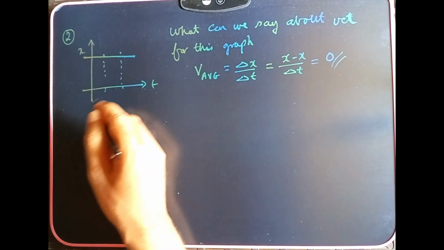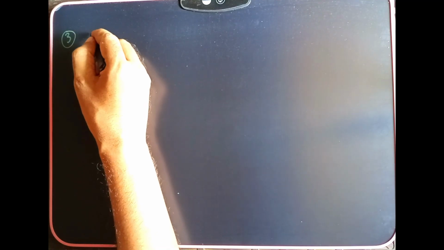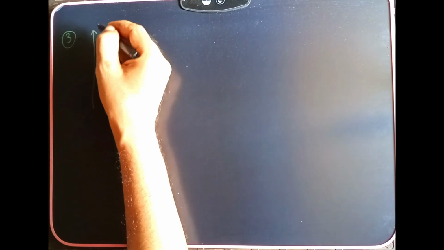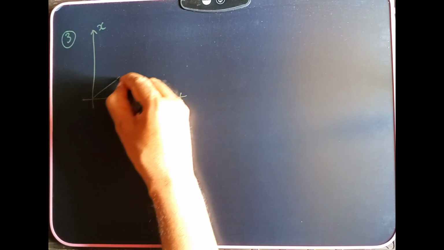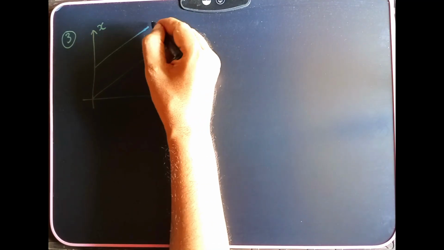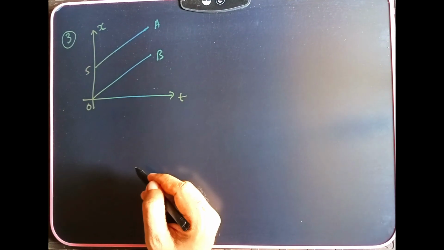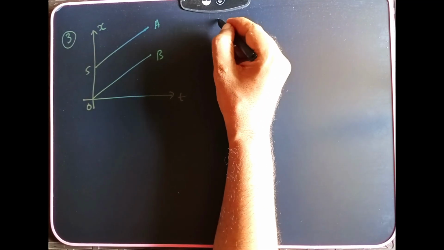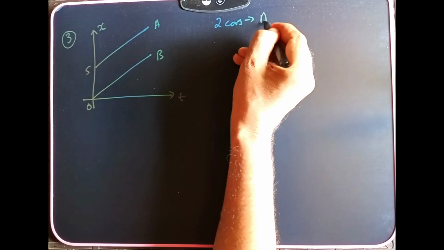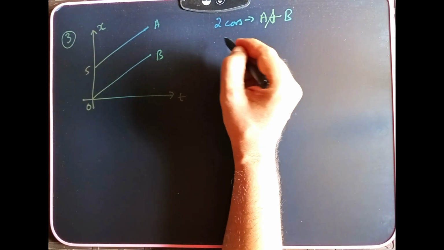So let us go to our next problem. I'll clear this out. Third problem. This is a displacement time graph again. This is x. This is t in seconds. This is a. This is b. This is 5. This is 0. Now it is asking: this is plotted for two cars, A and B. So it's asking which is the correct option.